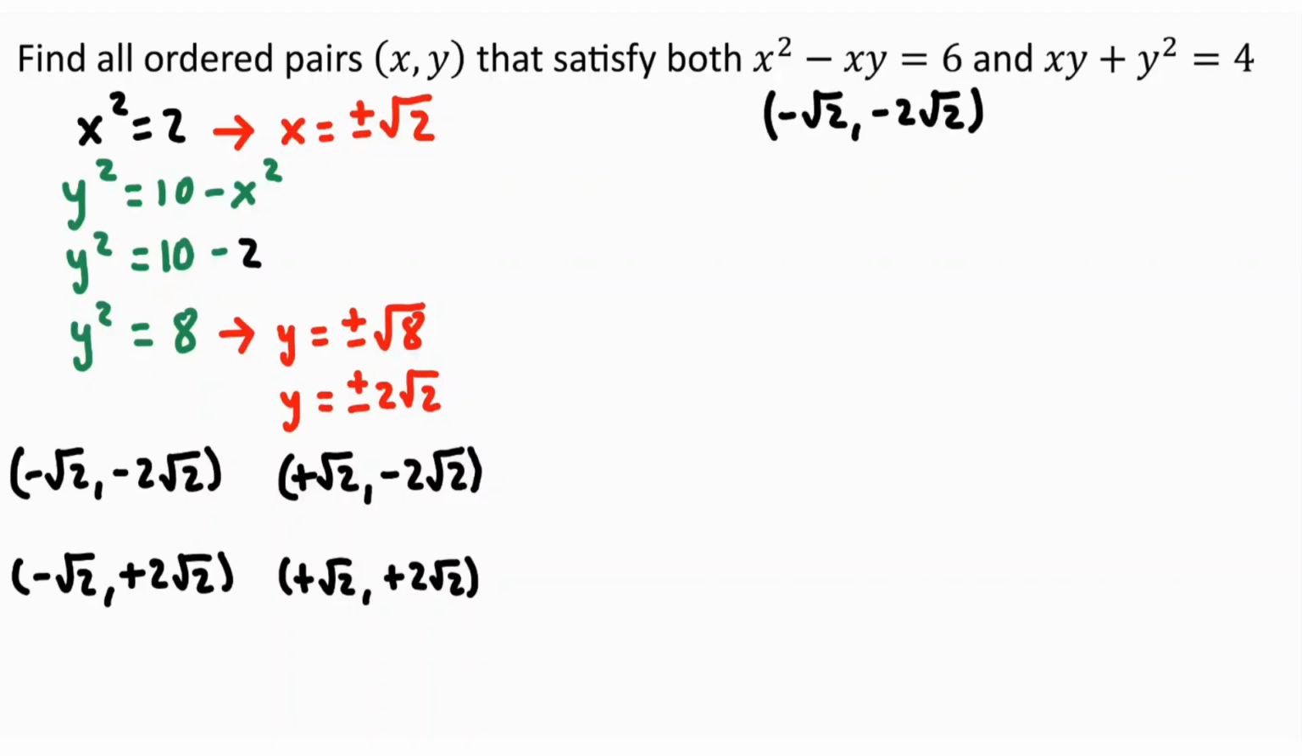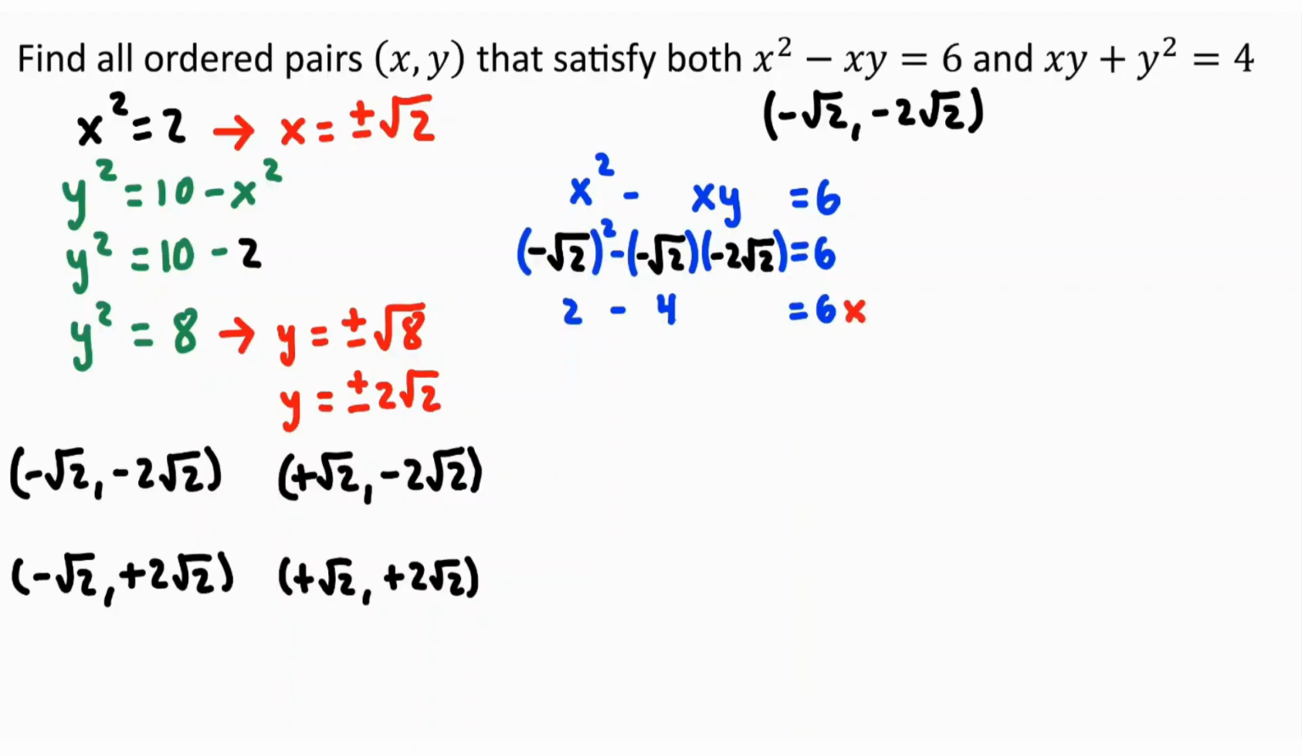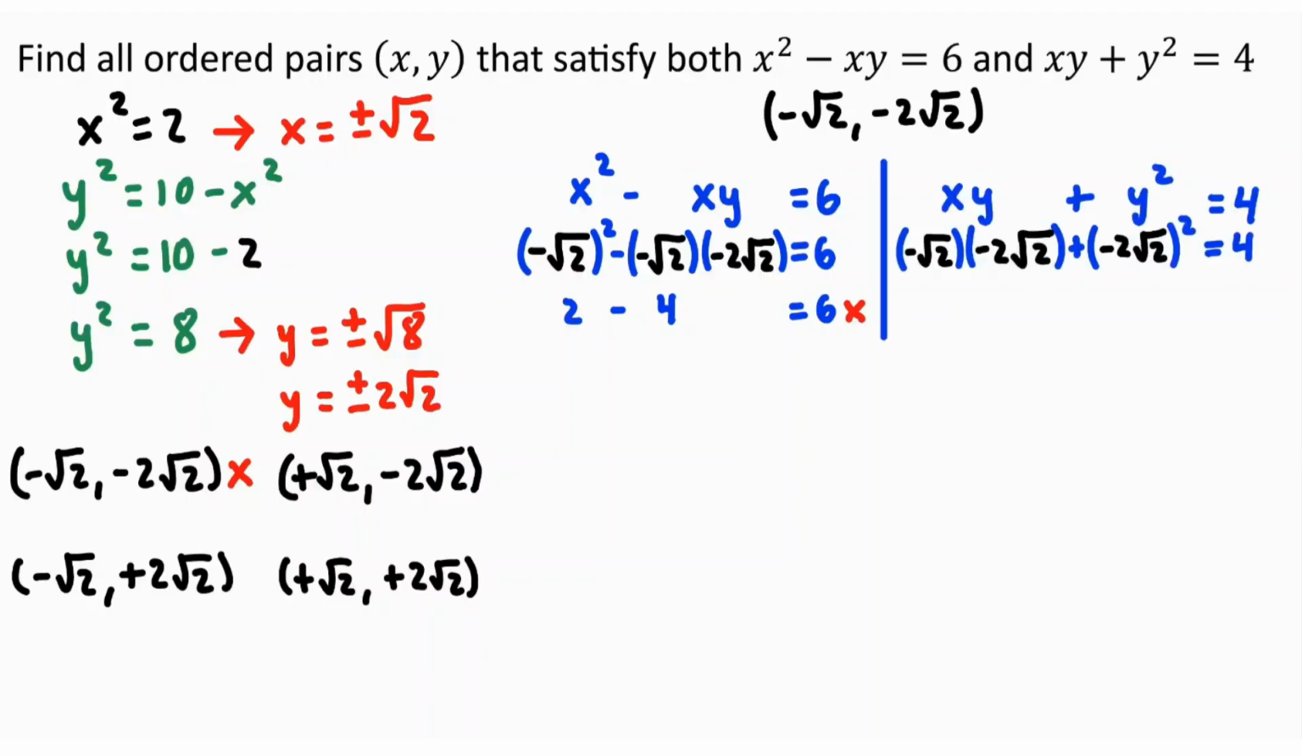So let's test the negative root 2, comma, negative 2 root 2. We'll substitute in the first equation, and then we'll simplify. Turns out it is not true. So we know this does not work. We can substitute in the second equation, and again, we'll find out it doesn't work.